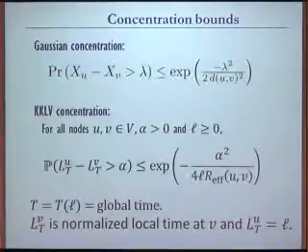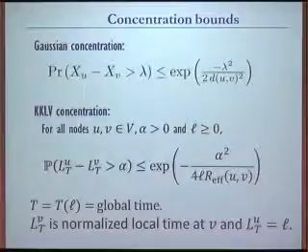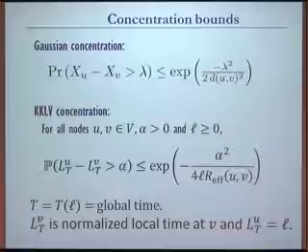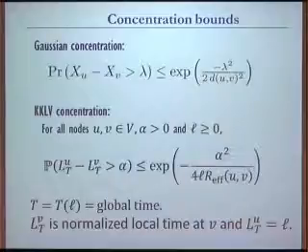Now, in this story, L is the local time at one vertex, so L is the local time at U. We run the walk until U has accumulated that local time. So we actually run to a random time capital T, which is the global time we need to accumulate local time L at the vertex U. Then the probability that these differ by more than alpha can be bounded this way.